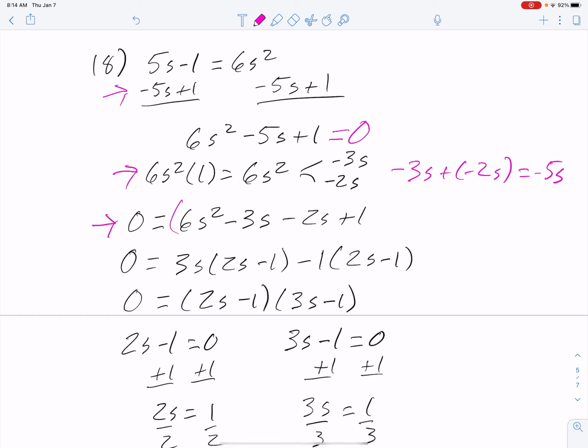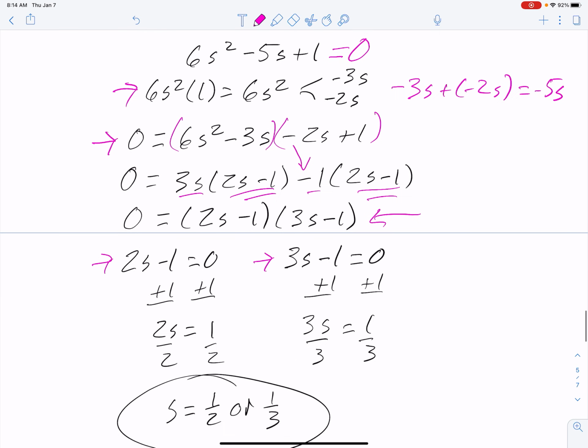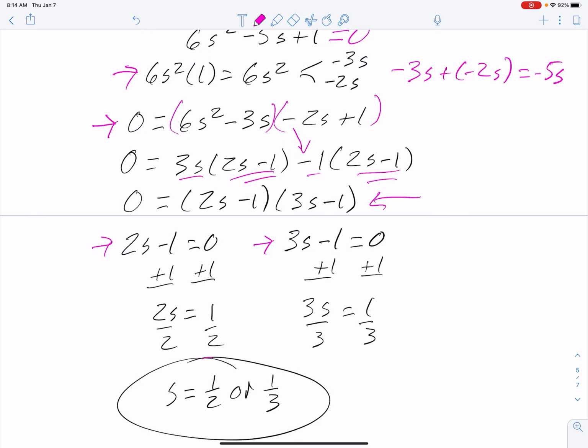Split my middle term, create my two groups. From the first group, I can take a 3s. From the second group, all I'm able to take is a negative 1, leaving me with my matching terms 2s minus 1. And I finish my factoring 2s minus 1 times 3s minus 1. I set each binomial equal to 0, solve for my variables, and I get s equals 1/2 or 1/3.